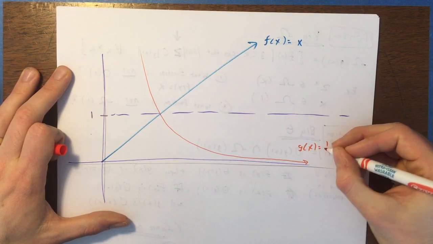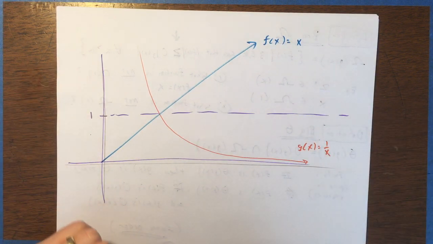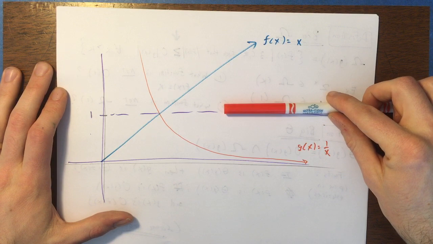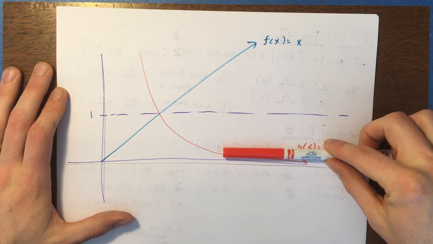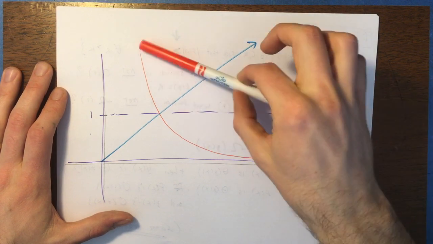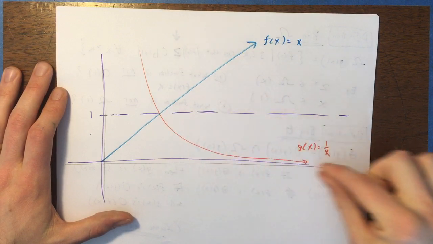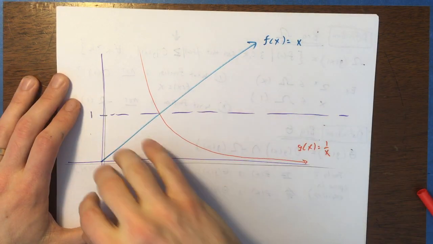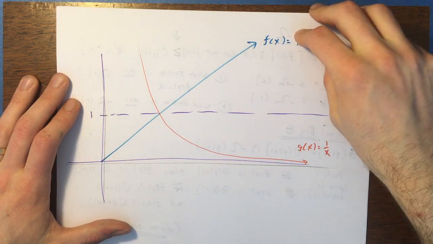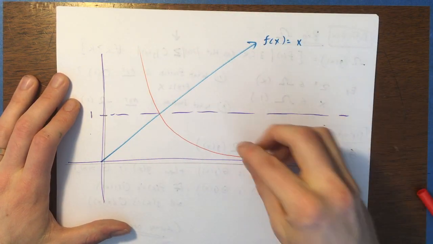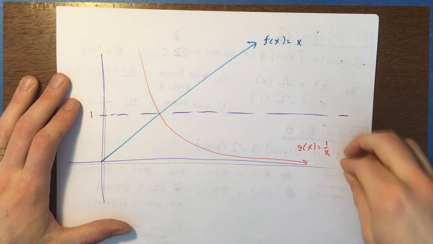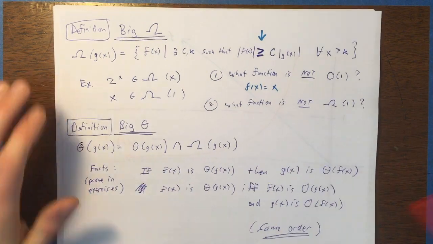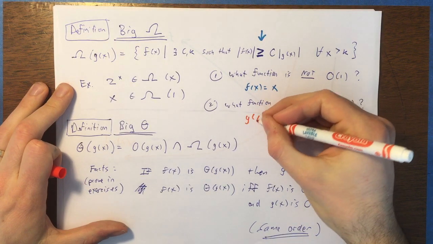g of x equals 1 over x is an example of something which is not going to be big omega of 1, because no matter how low you make this bar, you can never be lower than this entire function, because this function gets arbitrarily close to 0. So these are sort of opposites of each other, right? This is getting arbitrarily close to infinity, and this is getting arbitrarily close to 0. And that's what it means to be not big omega of 1. So that's our answer there.